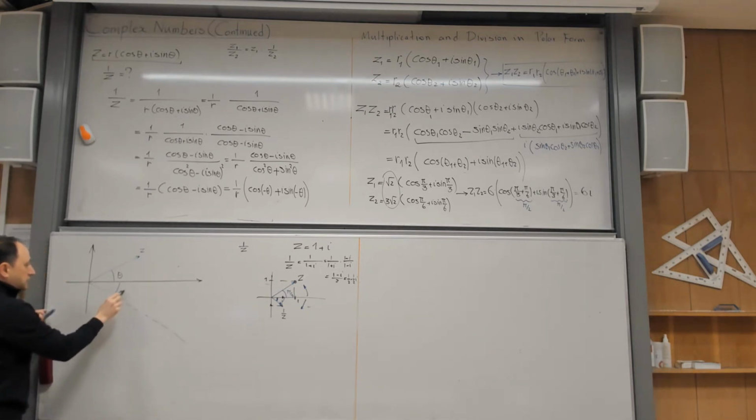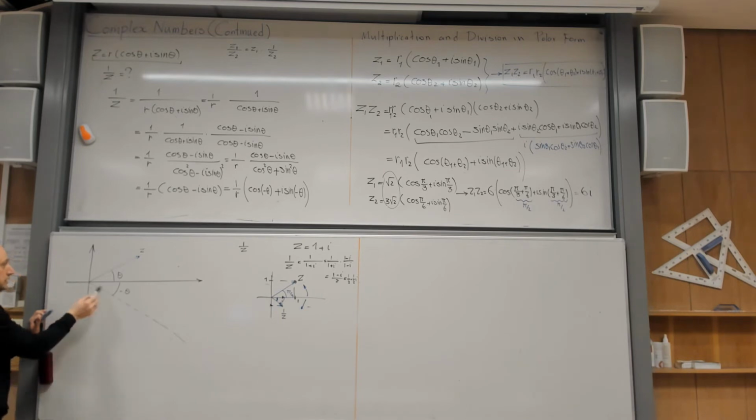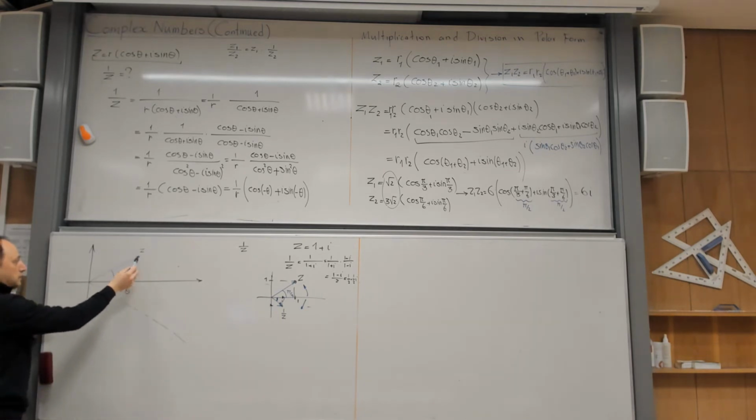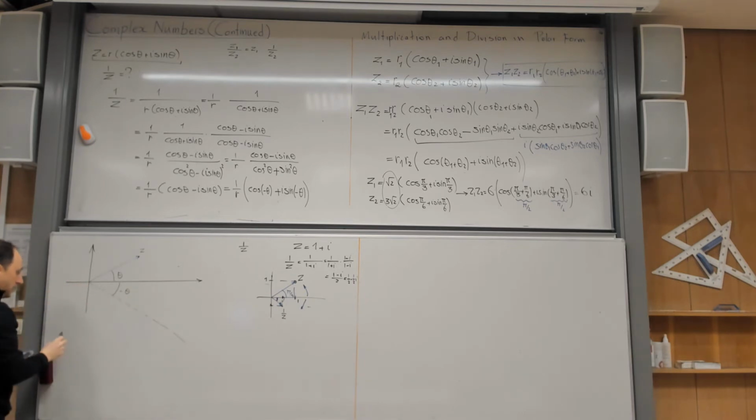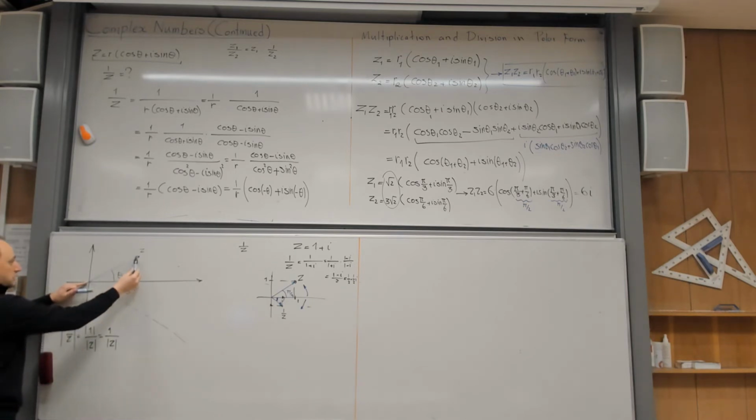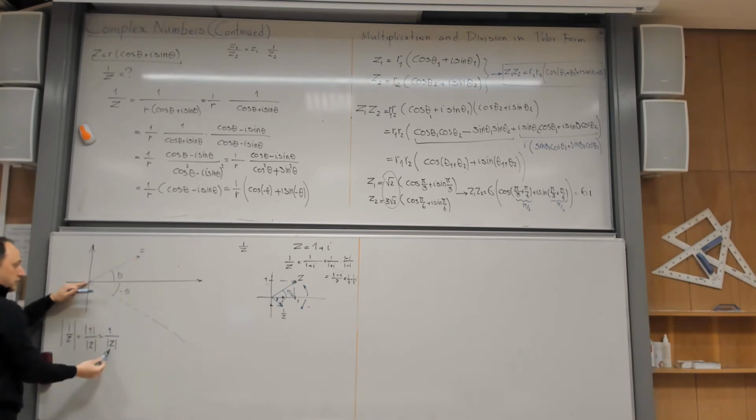Somewhere here, yes? It's minus theta. And the only thing that I need to do is to know the length of 1 over z. The length of 1 over z is the length of 1, if you remember we had this before, divided by the length of z. But the length of 1 is just 1, so it is 1 over the length of z. So you measure this one, whatever this is, you find the reciprocal, and then separate it here on this line.